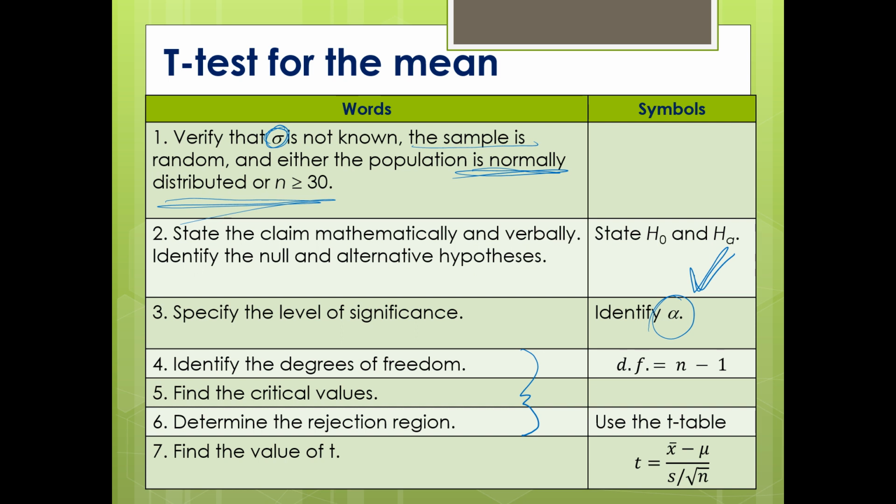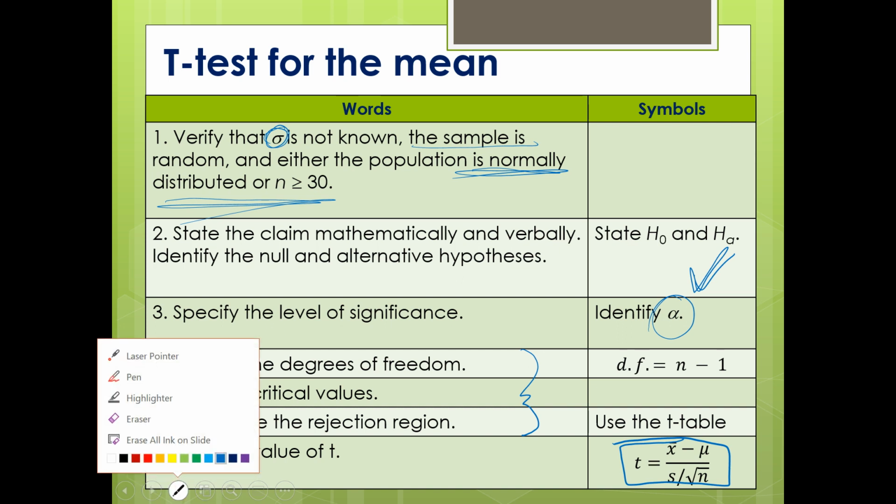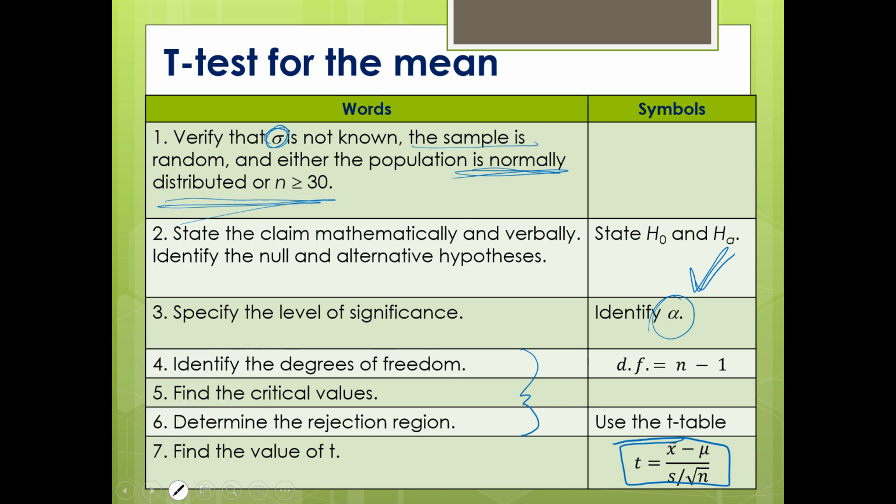But you can also use a p-value to make the decision. But if you prefer this method, write down this formula here. So you have t equals x bar minus mu over s over radical n. Very similar to our z formula, but with an s instead of a sigma. Okay? So, again, if you want to write that stuff down, you can pause it.